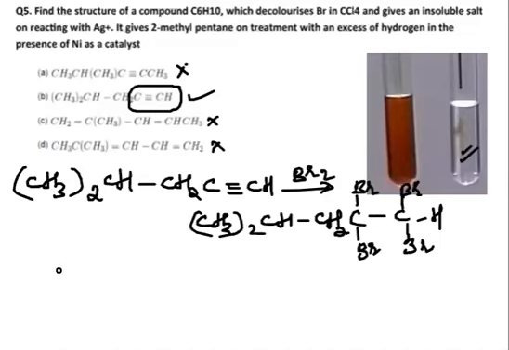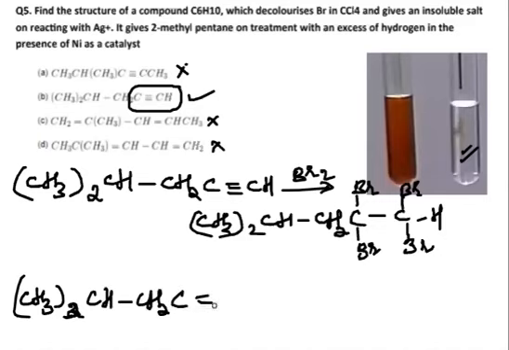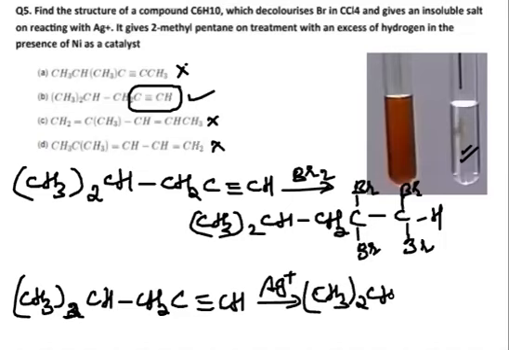Going with the second part of the question, it will be (CH3)2CH, CH2, C triple bond CH. When it is made to react with silver ions, the acidic hydrogen will be replaced and the product formed will be (CH3)2CH, CH2, C triple bond C minus and Ag plus. This ionic compound will be insoluble in the solution and will come out as a precipitate.